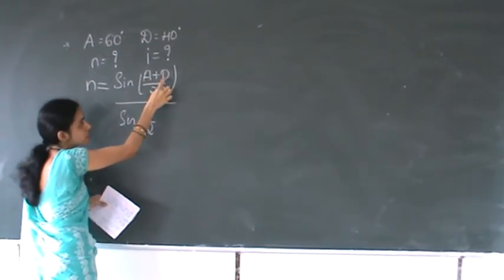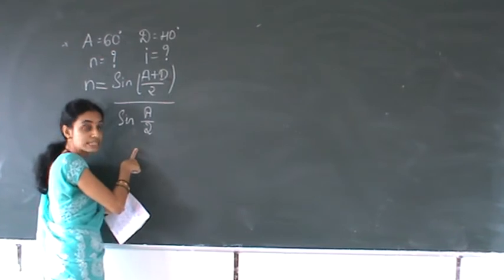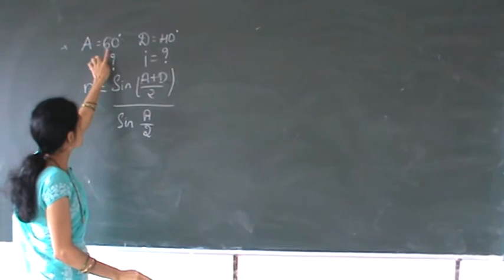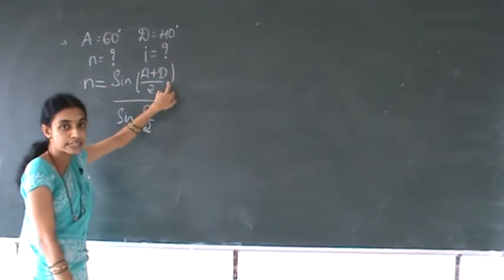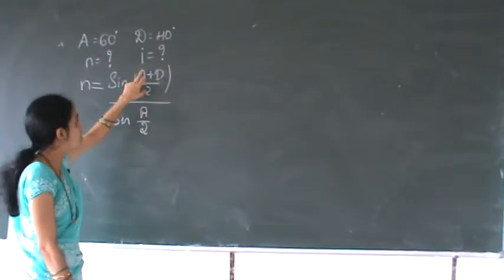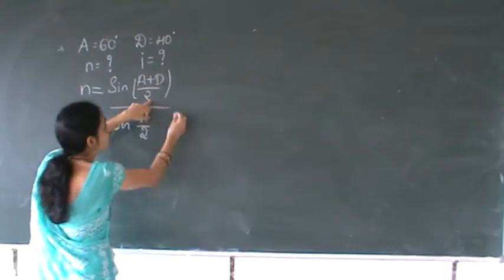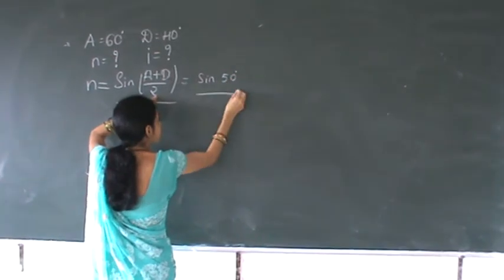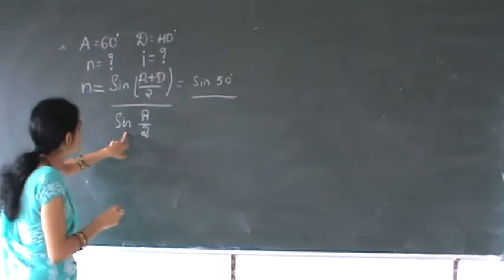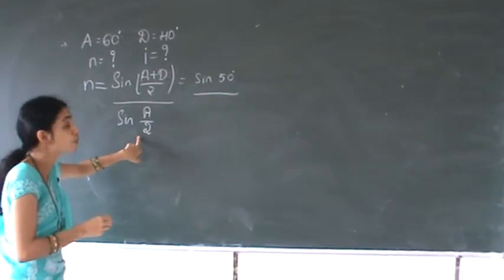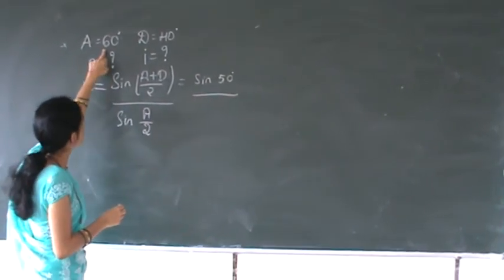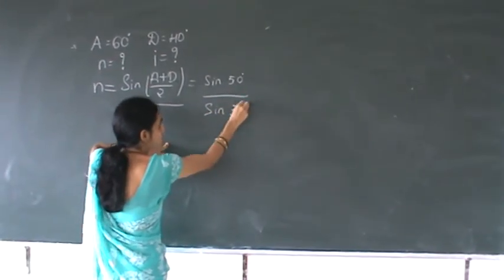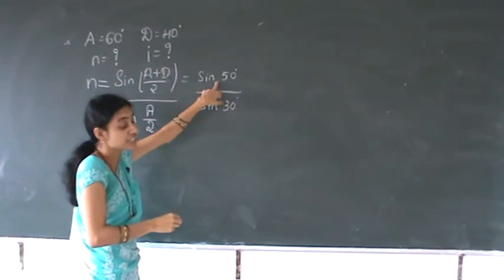Sine of (A plus D)/2 divided by sine of A/2. Let's substitute. A is 60 degree, D is 40 degree. 60 plus 40 is 100. Sine of 100/2, that is sine of 50 degree. Next, sine A/2 means sine 60/2, which is sine 30 degree. Sine 30 is 0.5.